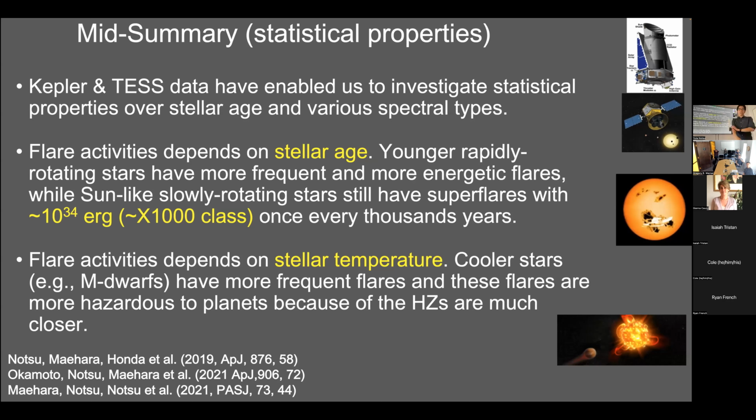Okay, this is a mid summary. I have a CME topic, but this is a mid summary. So I won't explain the Kepler data further, but I explain the next slide. So at least flare activity depends on stellar age. So younger, rapidly rotating stars have more frequent, more energetic flares, while even slowly rotating stars have a superflare with 10^34 erg once every 1,000 years.